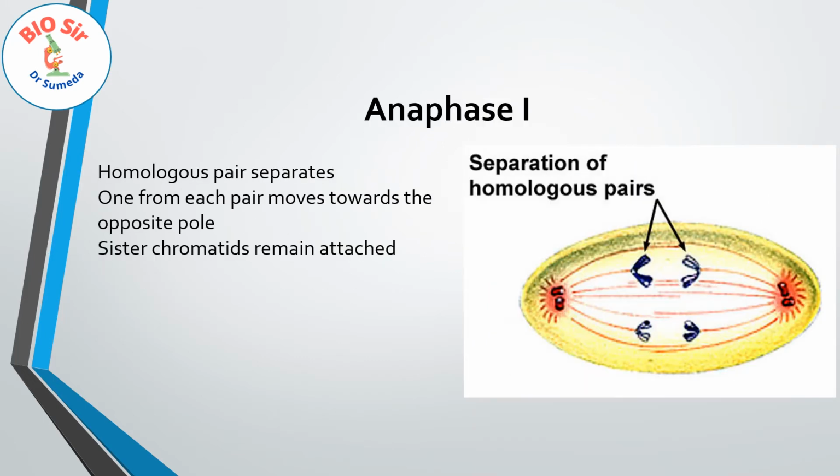At anaphase 1, the homologous pairs will separate to both sides, and one from each pair moves towards the opposite pole. But this is very important: sister chromatids remain attached to each other. That means there's no separation of chromatids, which are genetically different. That is very particular to meiosis.